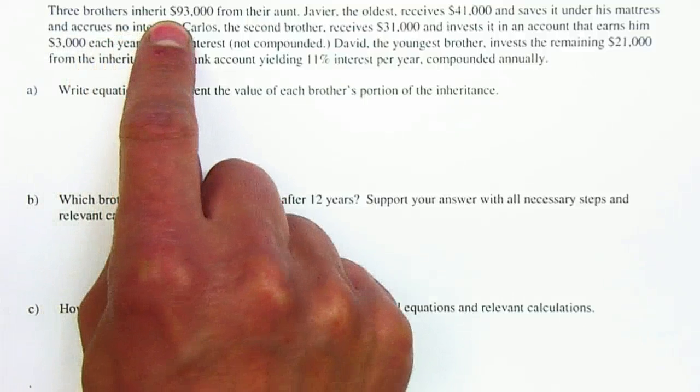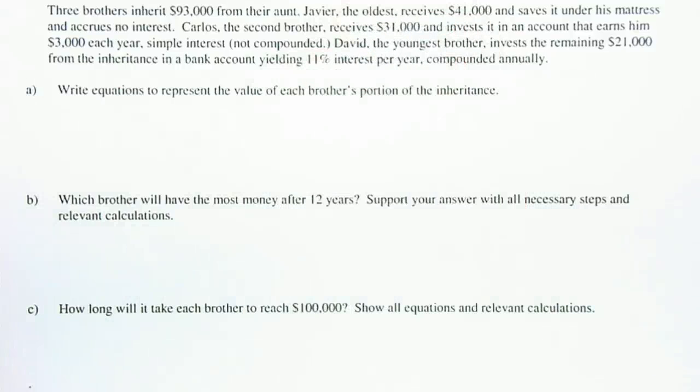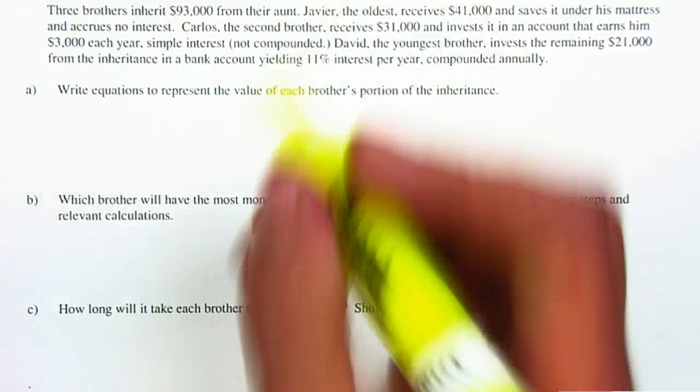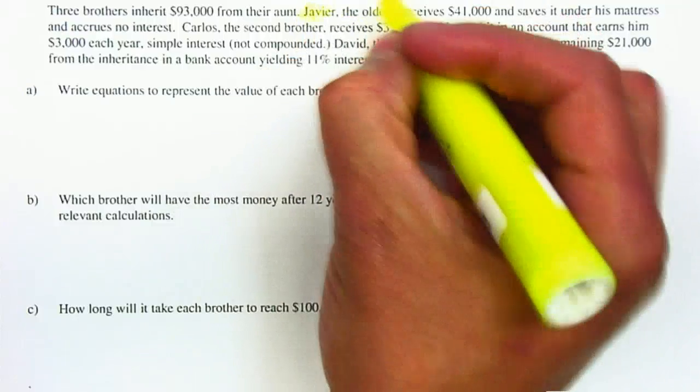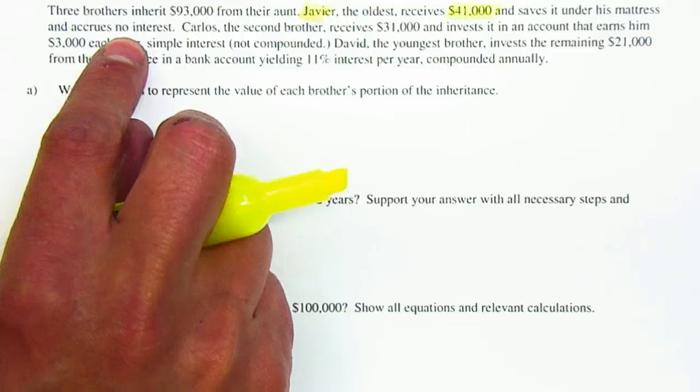Three brothers inherit $93,000 from their aunt. Javier is the oldest, and he receives $41,000. So we have Javier with $41,000. He saves it under his mattress and accrues no interest.